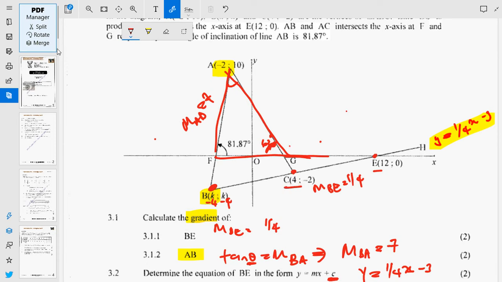So using the fact that the exterior angle of a triangle is equal to the sum of the two opposite interior angles, then it is clear that A plus 81.87 is equal to 180 minus 63.43. So if you solve for A here, you'll find that A is 34.7 degrees. All right, so let's move on to the next question.